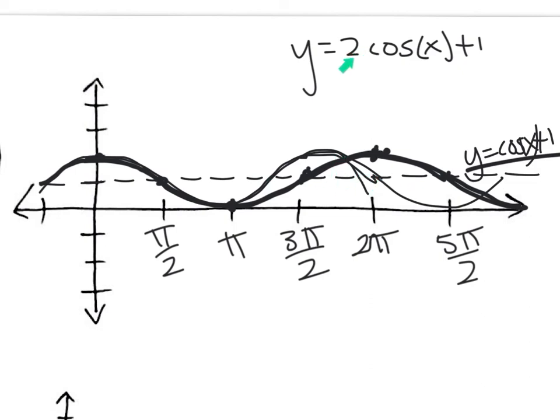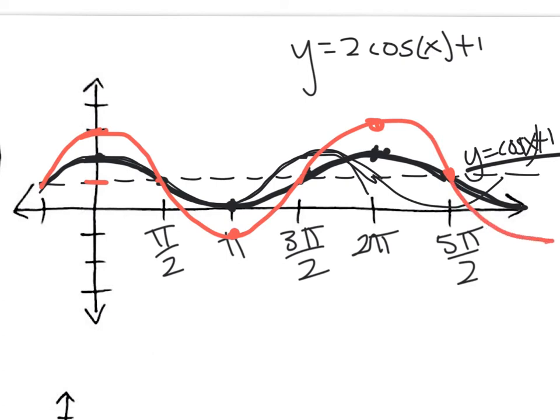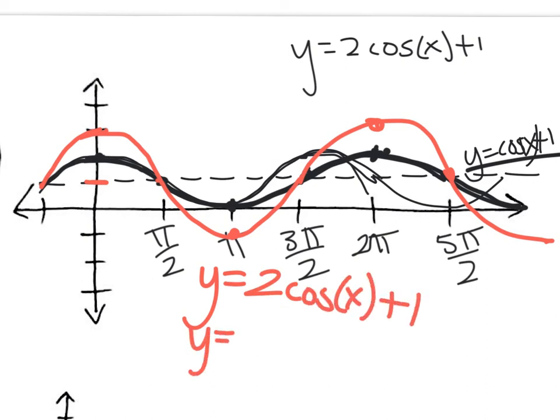So it's going to be like that, except the amplitude is going to be 2 instead of 1. So we would have something like this: up to 2 above our middle, 2 below our middle, back to our middle, 2 above our middle, back to the middle, 2 below the middle, and so on and so on. So this is y equals 2 cosine of x plus 1. And that could also be written like this, 1 plus 2 cosine of x. It's just 1 being added afterwards or beforehand, if that's a word.